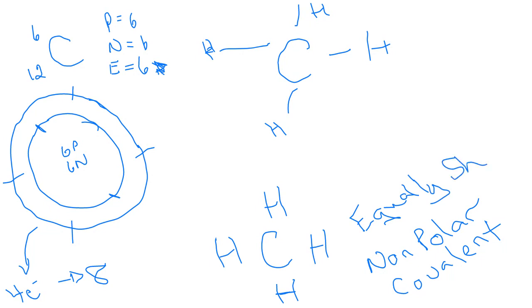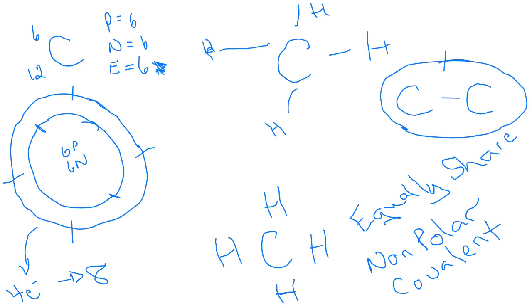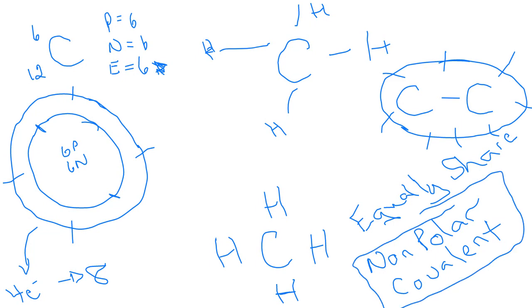Equally share. Another example of this would be carbon with carbon. Because carbon is missing 4 to be complete, carbon can bond with carbon because 4 plus 4 would give you the 8. And so what they end up doing is sharing their last shell to have a total of 8 electrons around it. Again, this is called nonpolar covalent bonds.